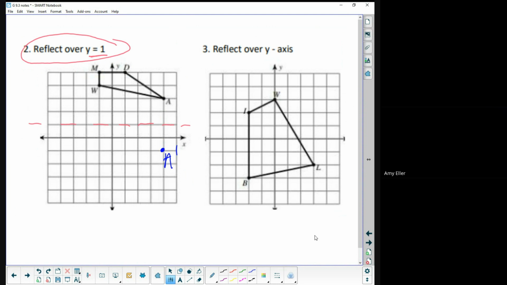Let's look at W. I'm going to walk to the line. 1, 2, 3 units. Do the same on the other side of the line. 1, 2, 3 units. Go ahead and do the last 2 points also.